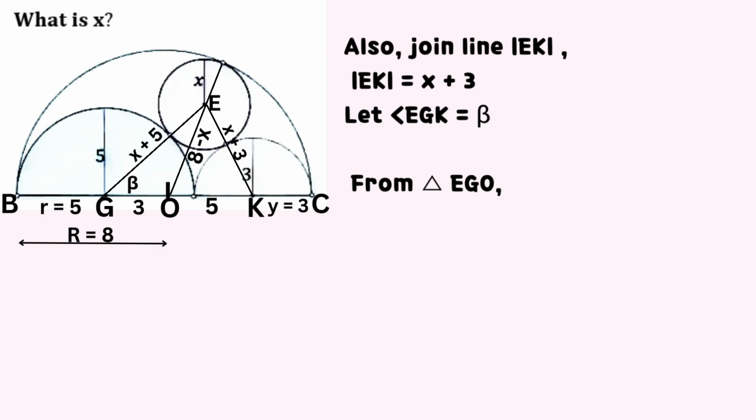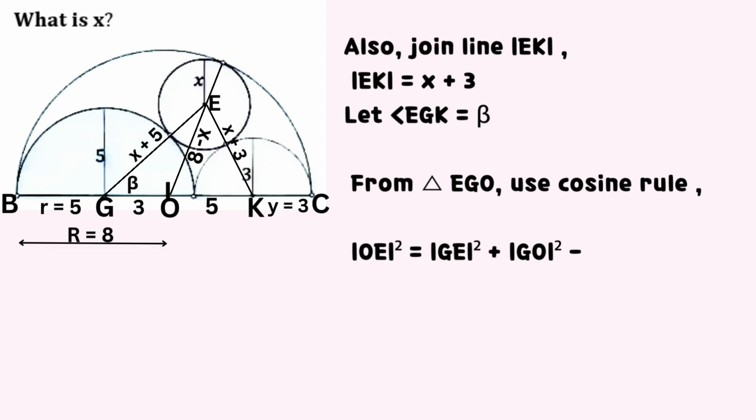Also, join line EK. Line EK equals the sum of x and 3. Assign angle EGK to be equal to beta.